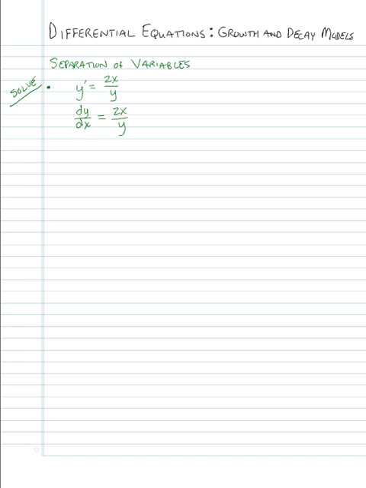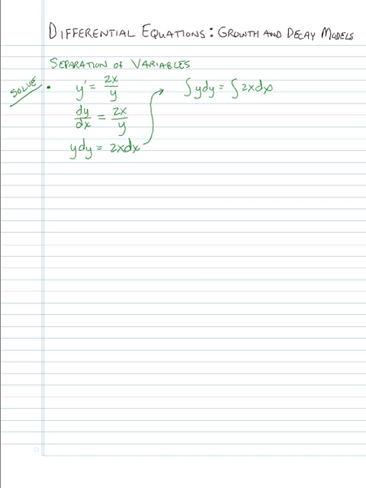Now, we want to get things involving y on one side and things involving x on the other. So in this case, if we multiplied both sides by y and both sides by dx, we would see an equation that looked like y dy is equal to 2x dx. At this stage, since each side just involves one single variable, we could find the integral of each side. So we'd have the integral of y dy is equal to the integral of 2x dx.